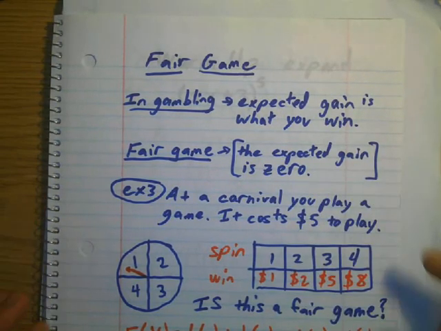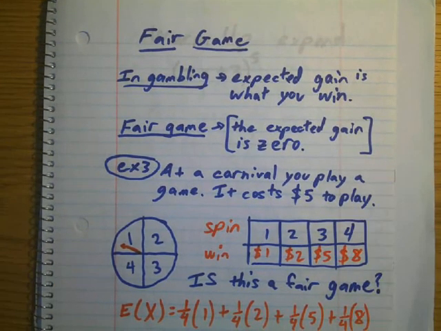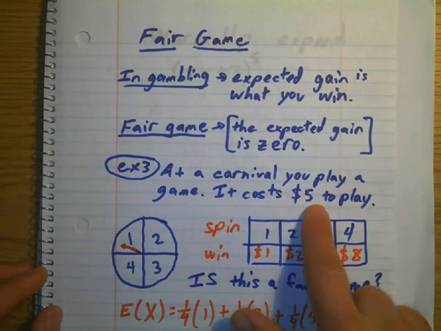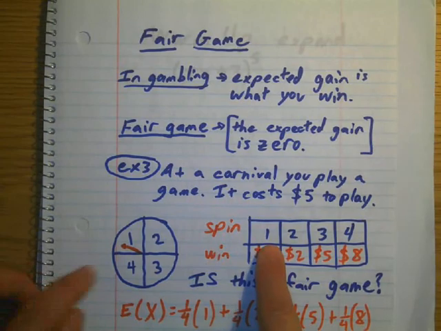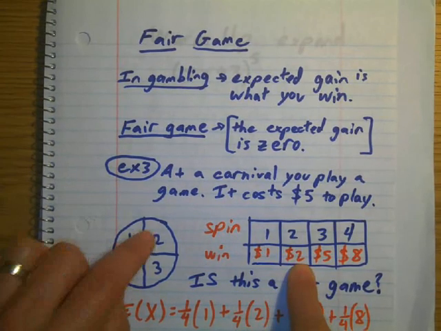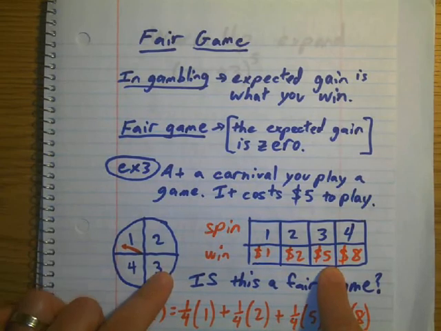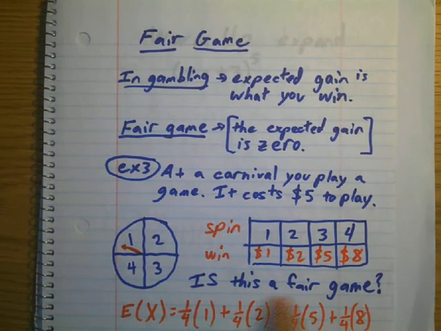Okay, so let's pretend you're at a carnival. At the carnival, you play a game and it costs $5 to play. All right, if I spin the spinner, if I get a 1, I'm going to win $1. If I get a 2, I get $2. If I land on a 3, I get 5. If I land on a 4, I get 8. Okay? So is this a fair game?